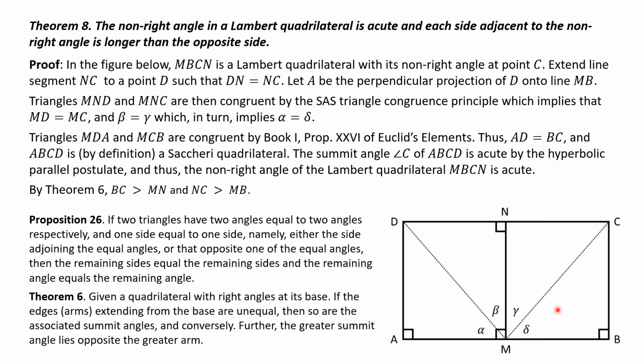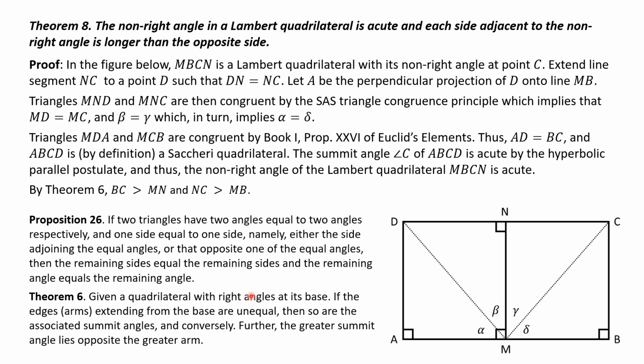And then you need to turn your head 90 degrees clockwise and look at the same quadrilateral, but this way here, so that NM is the base and CB is the summit, and these are the arms here and here. And then we have that NC is bigger than MB, because NC is opposite the larger angle here. This is 90 and this is acute. So we needed to apply theorem 6 twice to prove this second part of the theorem.